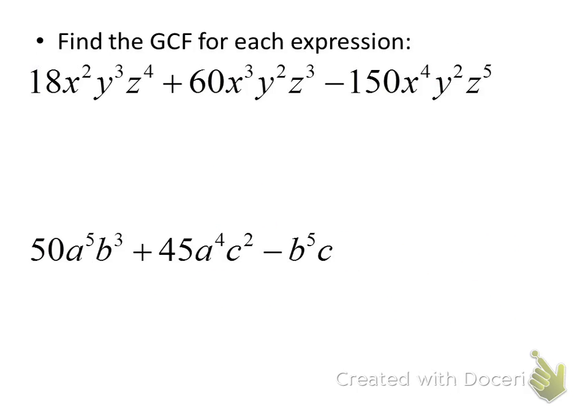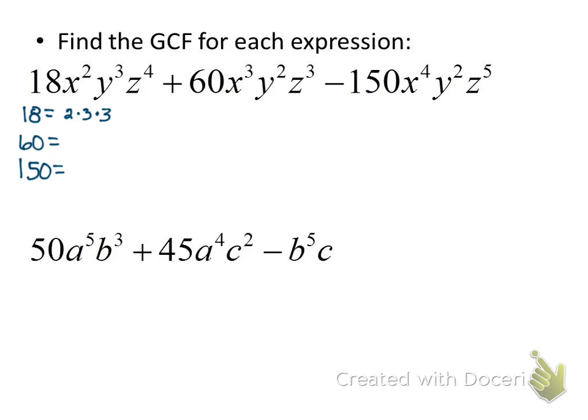Now we're going to find the greatest common factor for each expression. The first thing I'm going to do is use my prime factorization sheet, my little cheat sheet, because it makes it go a little bit faster. I'm going to write out all my prime factors for each of the following numbers. All right, Tanisha, what do I have for 18? 2 times 3.